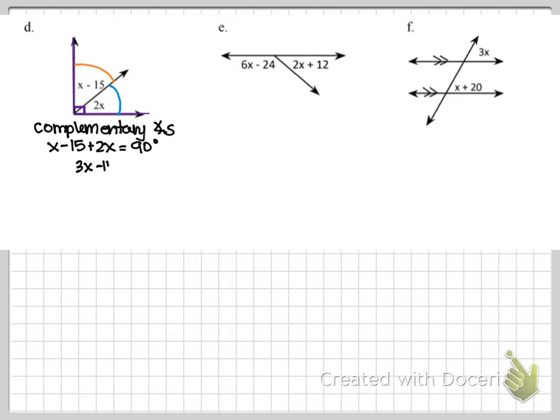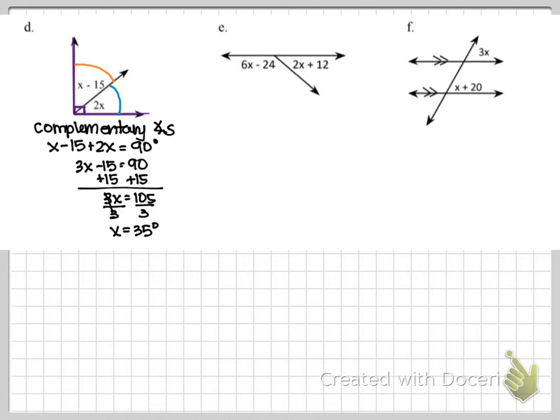So combine like terms. I'm going to drop the angle symbol until the end, and then I'm going to add my 15 to the other side. 3x is equal to 105. Divide both sides by 3. And then if this can be simplified, go ahead and simplify it. So let's see if I can do 105 divided by 3. Yeah, it goes in evenly. It's actually 35. So x is going to be equal to 35 degrees.